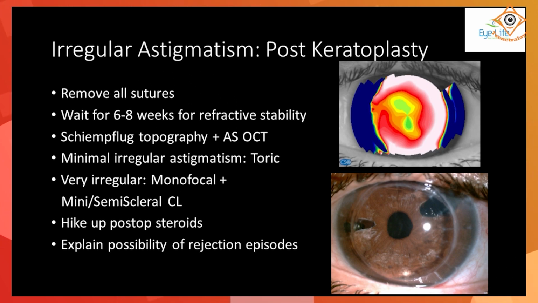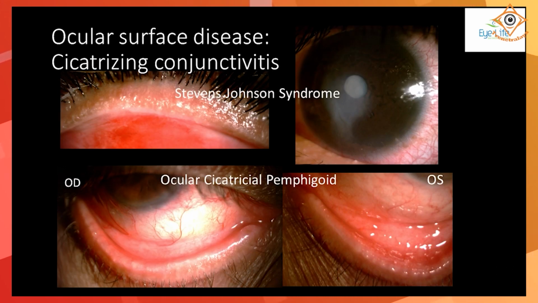Now, again, with minimal irregular astigmatism, like the one shown here, one could go ahead and do a toric. But if it is very irregular, it is better to go for a monofocal IOL, and a mini-scleral or semi-scleral contact lens post-op. Again, this being keratoplasty, please warn the patient regarding possible rejection episodes, and you need to hike up the post-op steroids and gradually taper them so that you don't land up with rejection episodes.